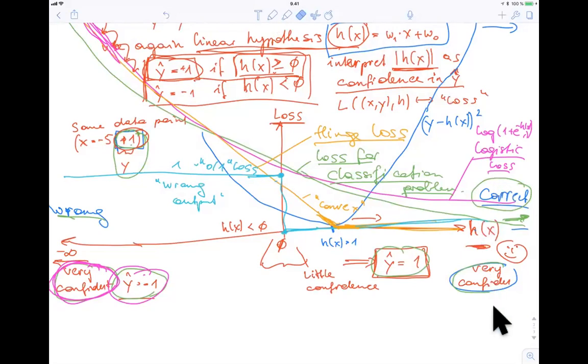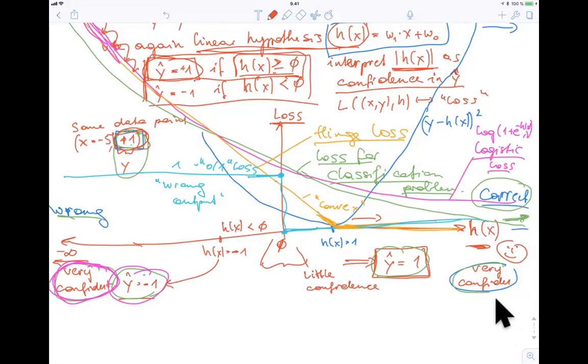Yes, one question: when the output of the hypothesis is minus one, then it's classified as y hat equal to minus one. Yes, so it would be wrong then. It would be a wrong classification, because the true label, by our choice of the data point, is plus one.